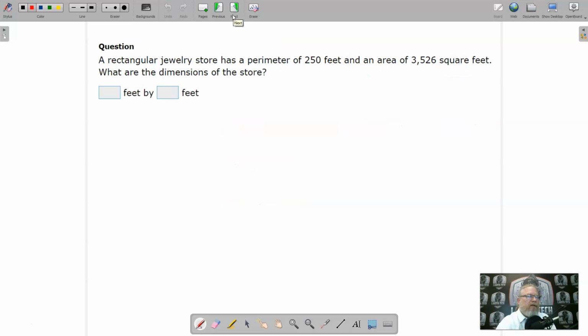Looking at the next one. All right, this one's going to be fun. A rectangular jewelry store has a perimeter of 250 feet and an area of 3,526 square feet. What are the dimensions of the store? So let's first go ahead and draw this one out. It is a rectangle, they say. Could be a square, but a square is a rectangle, so we're okay. So let's go ahead and draw that out.